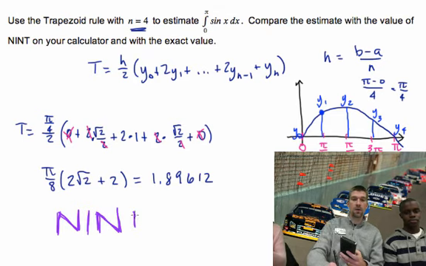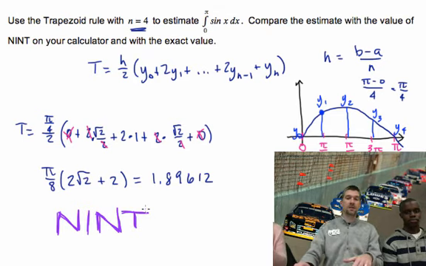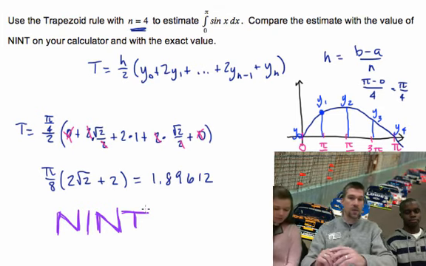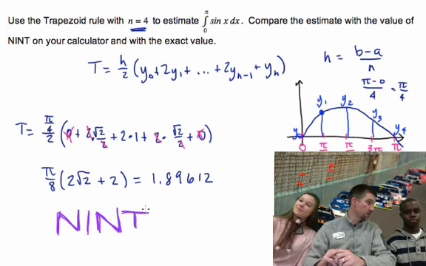Finint, as it were. And once you nint this guy out, take a look and ask, hey, how close is this to 1.896? Is it really close or not close at all?